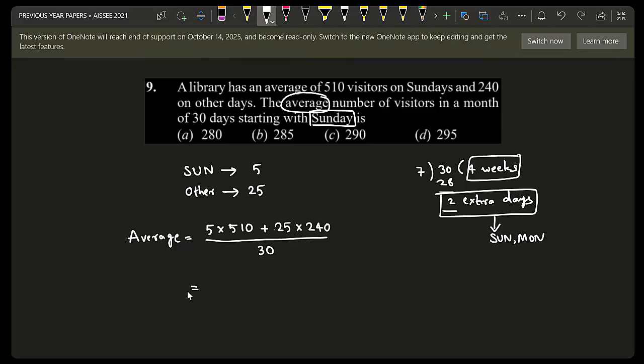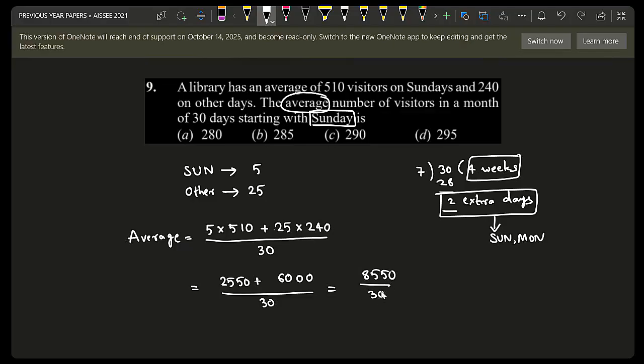Now let us simplify. 510 into 5, that is 2550, plus 25 into 240. So 25 into 4 is 100, 0, 10 carry, 50, 60. That is 6000 we are getting, divided by 30. Add these two numbers, 8550 divided by 30. This gives the average.